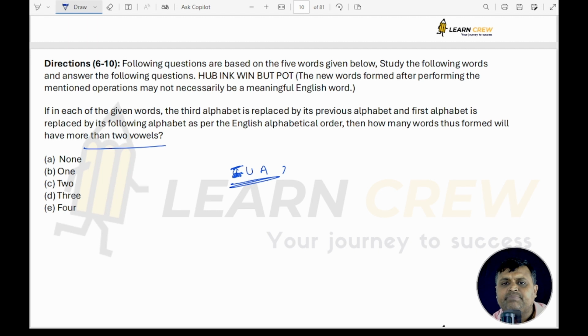Next, when it is replaced, we don't get a vowel, and here after K, before K you have J, no vowel. And here only one, here I is a vowel, and here you will get its previous alphabet M. After W you will have V. So here there is no vowel. Here before T you have S. So no vowel. So I think the answer is only I, U, A. So only one word is there. So the answer is only one. Next.